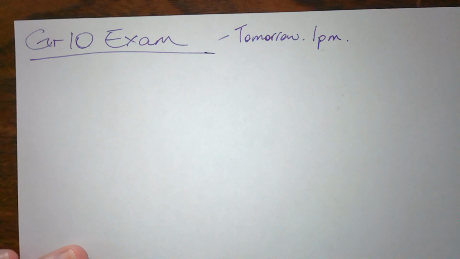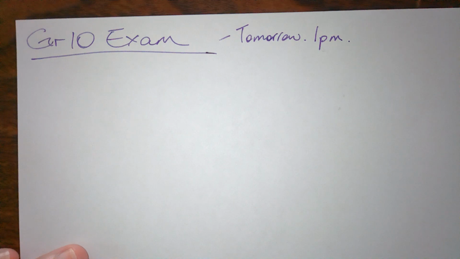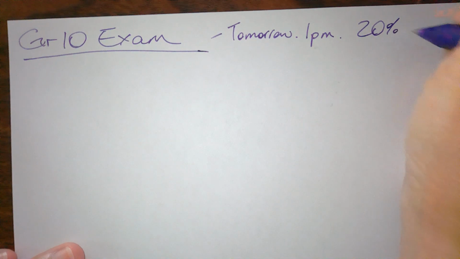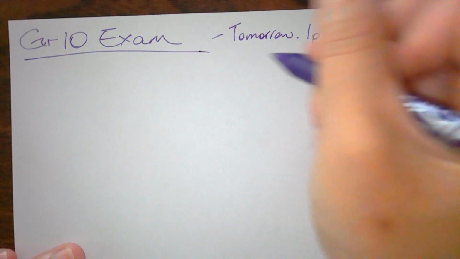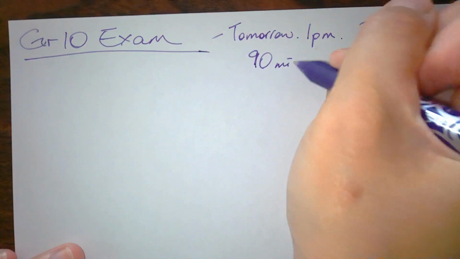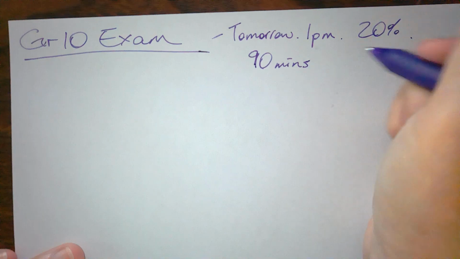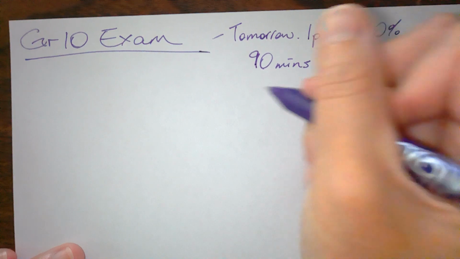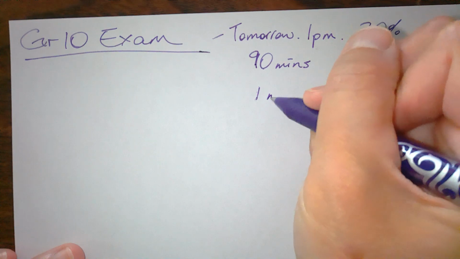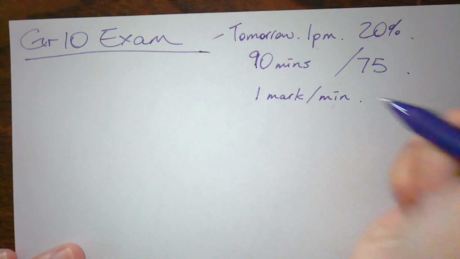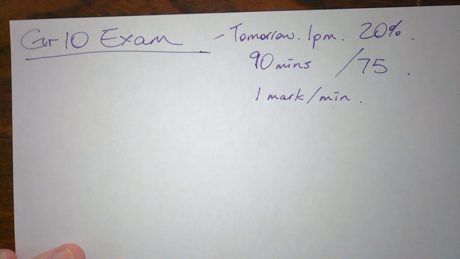And then how many percent is this exam worth? 20%. Okay. How long do you have? So I'll say 90 minutes. Do you guys know what it is out of? 75. So therefore, you should pace yourself to be 1 mark per minute, and then you will have 15 minutes to check over your work and everything.